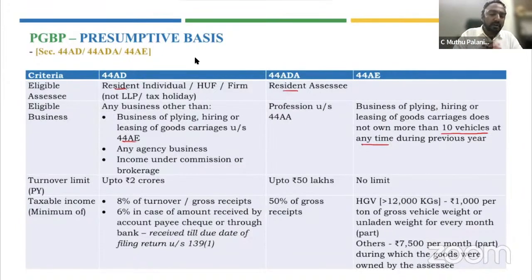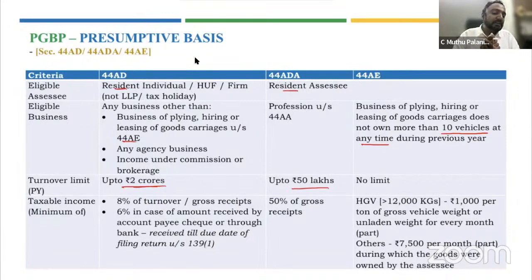What is the turnover limit? 44AD can be opted if your turnover is up to 2 crores. 44ADA when your turnover is up to 50 lakhs. 44AE, no turnover limit. What is the limit? Up to 10 vehicles is allowed. So that is the only limit. Only a vehicle limit, no turnover limit.